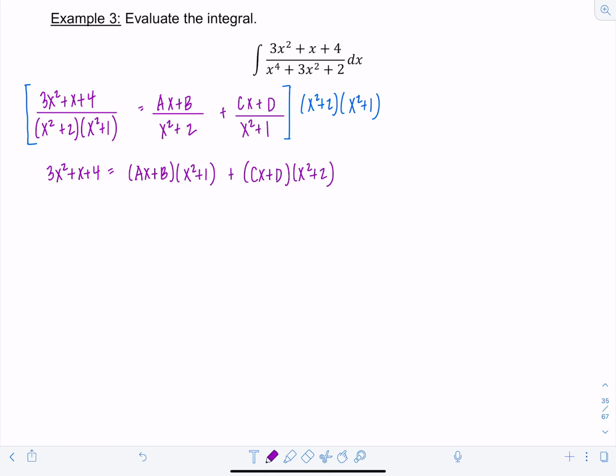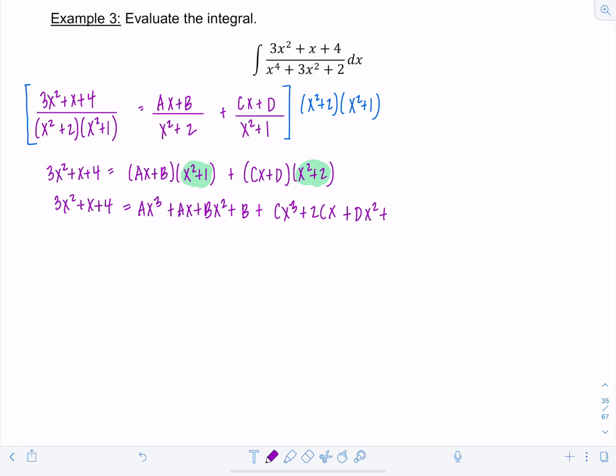Okay, the method that I used for the previous example won't work because there are no zeros for x squared plus 1 or x squared plus 2, right? They only have imaginary roots, so that won't work. So we have to use the first method that I showed, where we distributed everything out and then collected the coefficients from like terms. So we have here 3x squared plus x plus 4 equals ax cubed plus ax plus bx squared plus b plus cx cubed plus 2cx plus dx squared plus 2d.